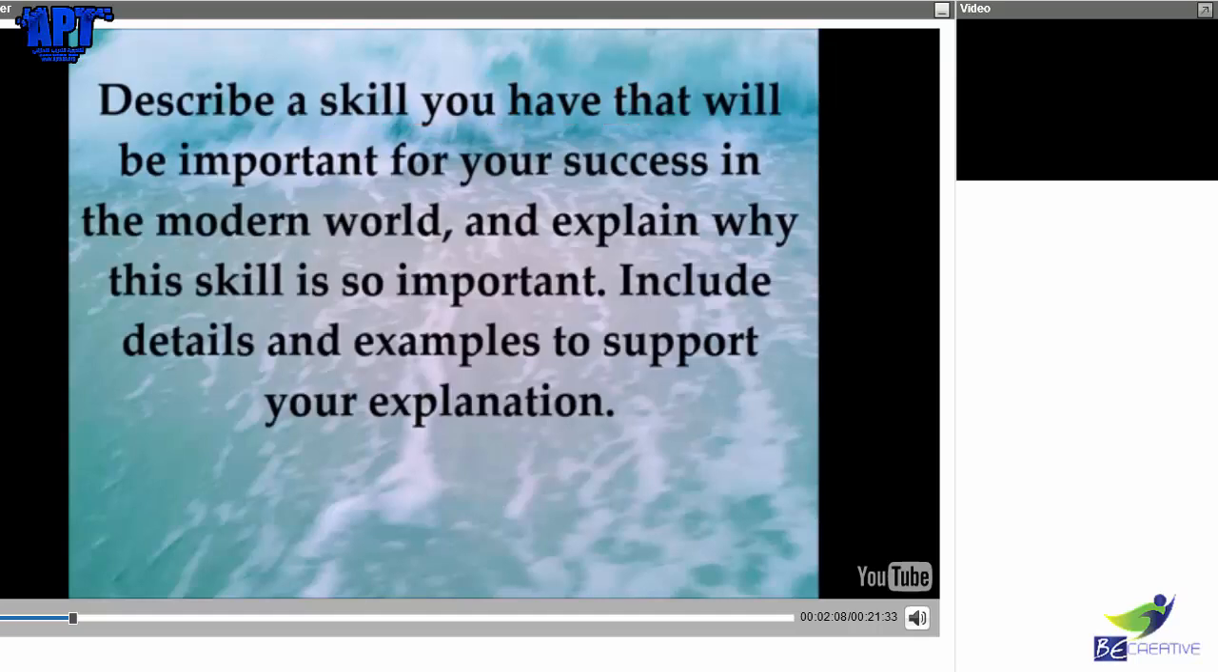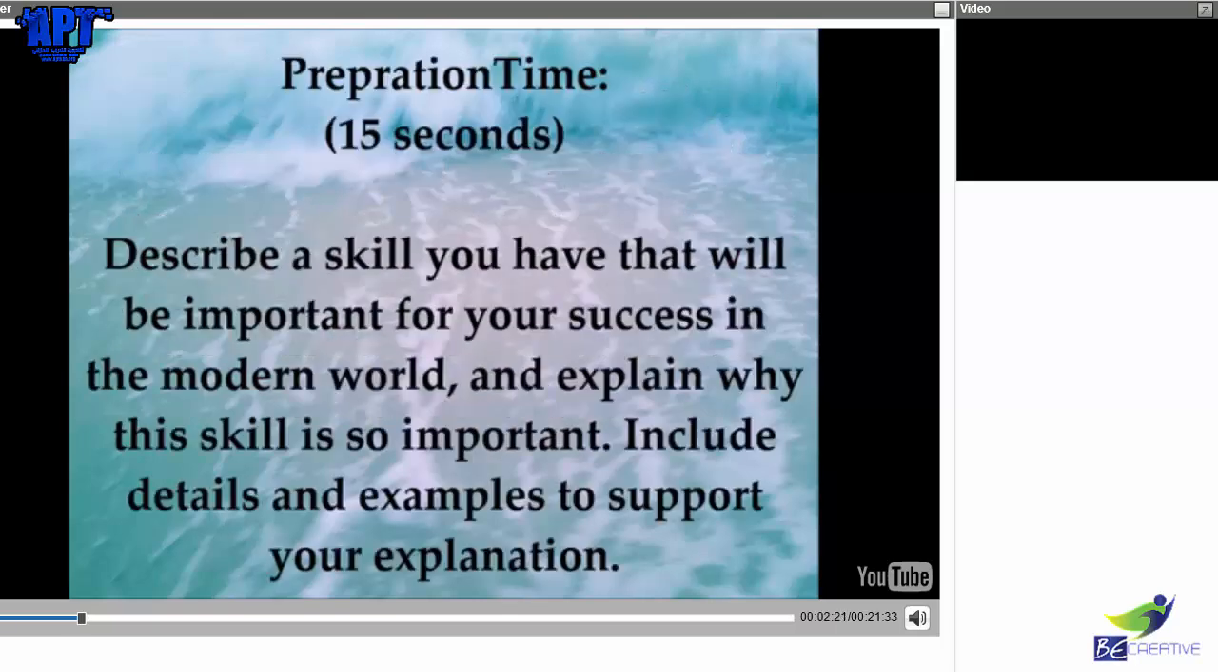Question 1. Describe a skill you have that will be important for your success in the modern world, and explain why this skill is so important. Include details and examples to support your explanation. Please begin speaking after the beep.